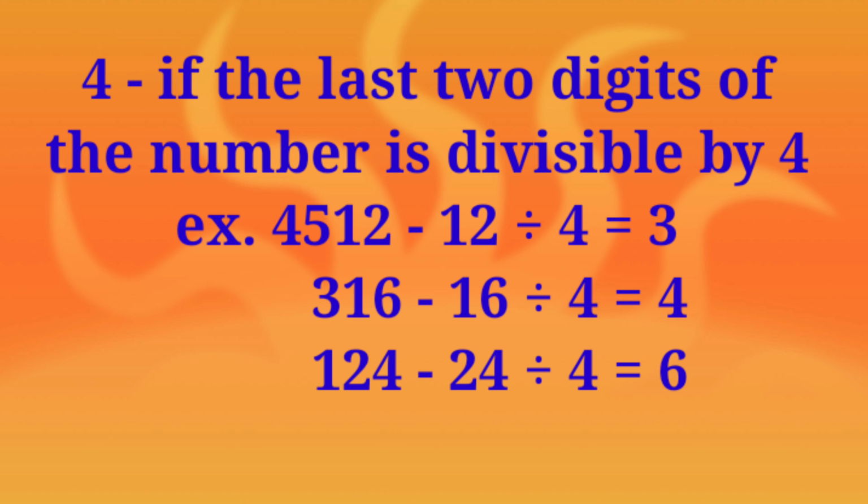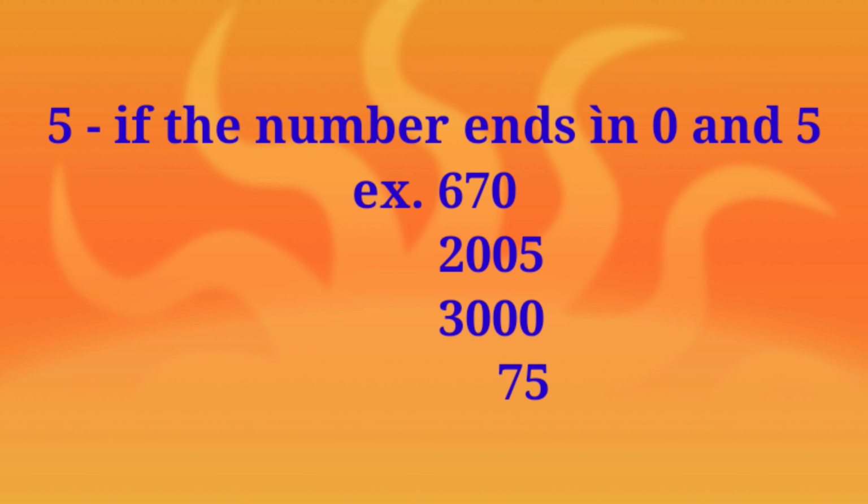Now, let's come to the next number, 5. All right. Now, when is a number divisible by 5? If the number ends in 0 or 5, therefore this number is divisible by 5. For example, 670. So 670 ends in 0. 2005, that ends in 5. 3000, it ends in 0. 75, it ends in 5. So therefore, if the number ends in 0 or 5, this number is divisible by 5.